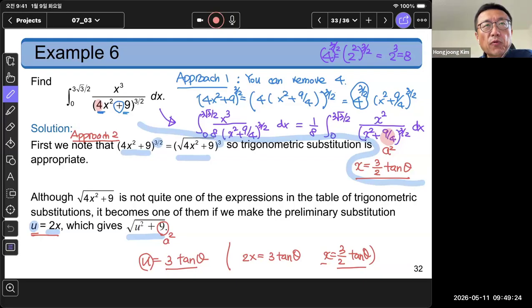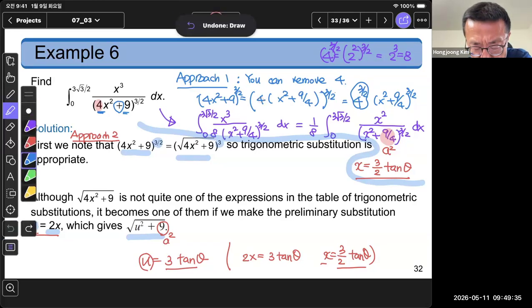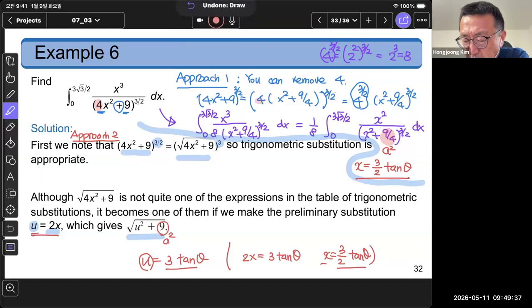You can just take this 4 away from x squared. That is my first approach, okay? So you can just eliminate this 4. Move this 1/8 in front, and then you can introduce x to replace 3/2. I mean, you introduce theta, so x equals 3/2 tangent theta. That is in the table, right?